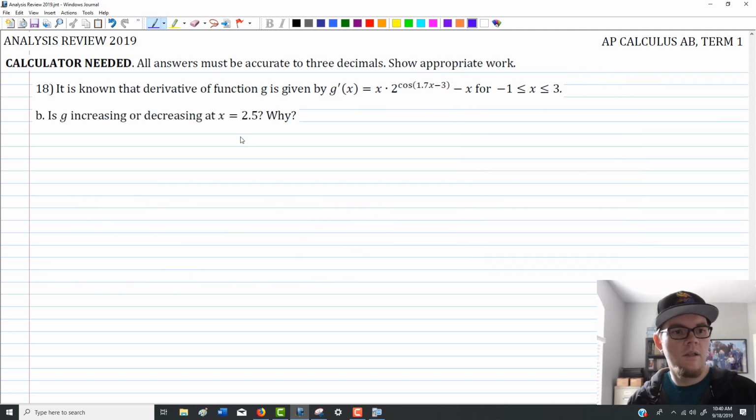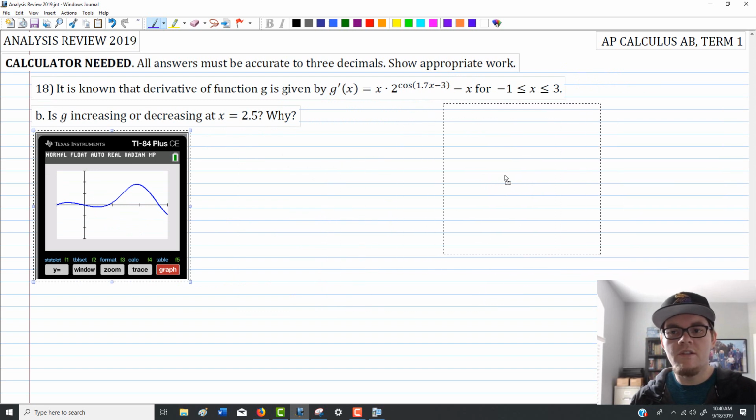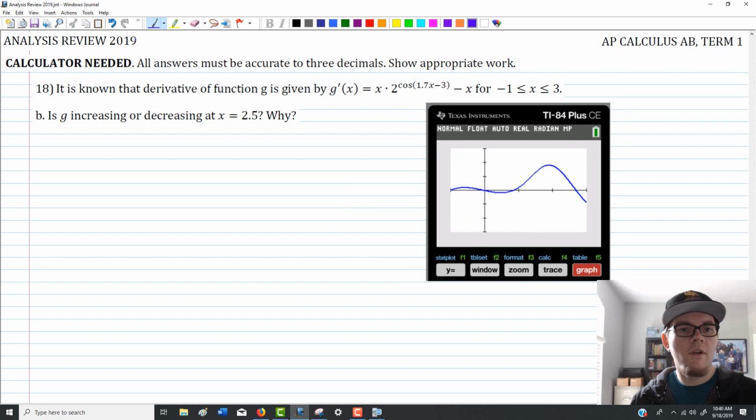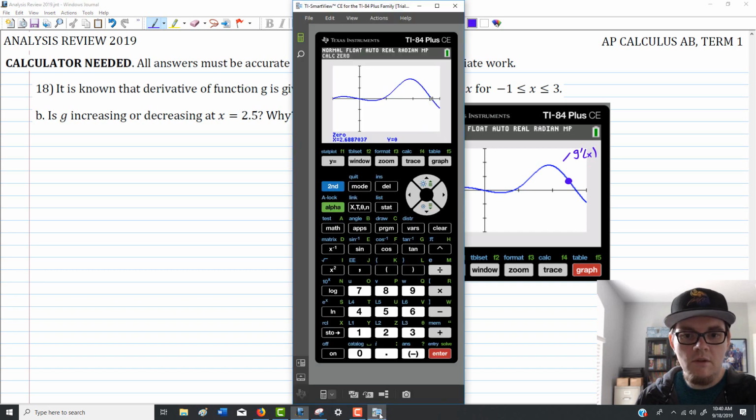Okay, for B, is G increasing or decreasing at x equals 2.5? So in this case, what we're trying to figure out is increasing or decreasing, which means we want to know the sign of G prime. So in looking up here, this is the graph of G prime of x. And 2.5 is, I think, somewhere right around here. So I'm expecting the answer to be positive. To make sure, though, we can go ask the calculator really fast and see what the value is.